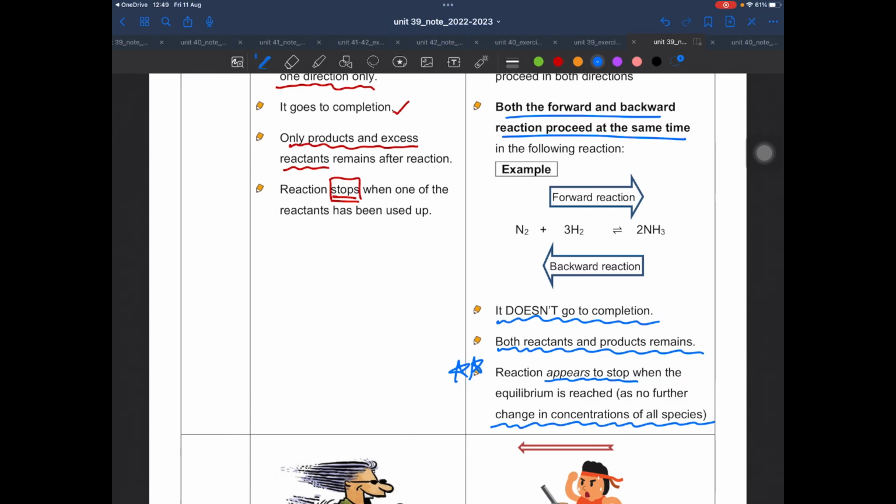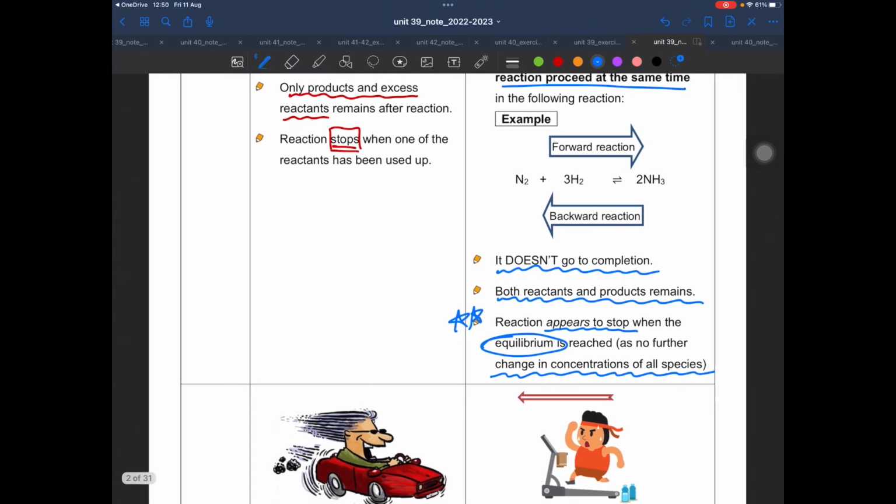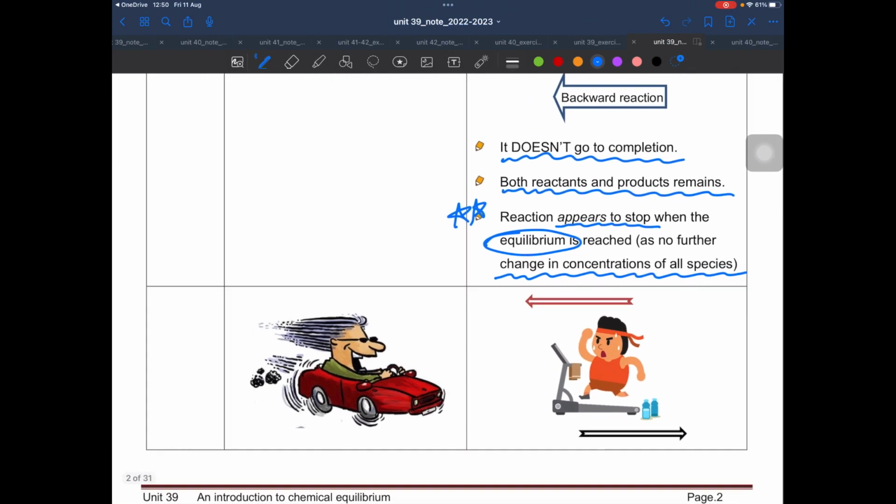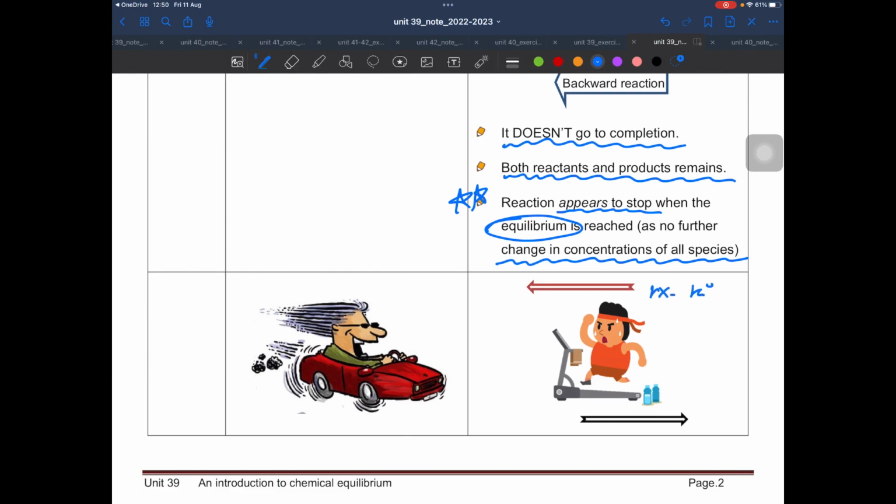In fact, no. We call this state equilibrium. The state where every species' concentration remains unchanged, we call equilibrium. But in fact, if we study microscopically, the forward reaction and backward reaction never stop. So let's write down this point: reaction rate never equals 0.